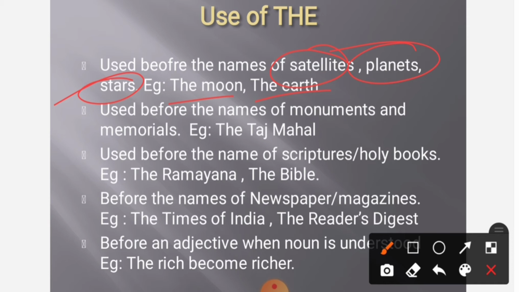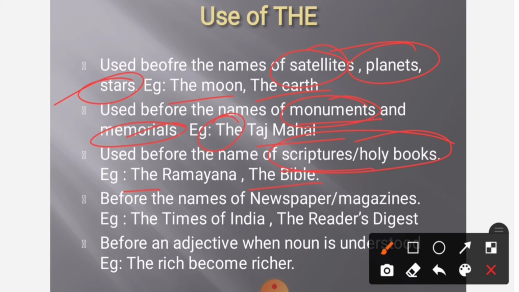Now it is also used before the names of monuments and memorials. Monuments include, for example, the Taj Mahal, the Qutub Minar, the Red Fort. This is also used before the names of scriptures, or we can say holy books. For example, the Ramayana and the Bible.